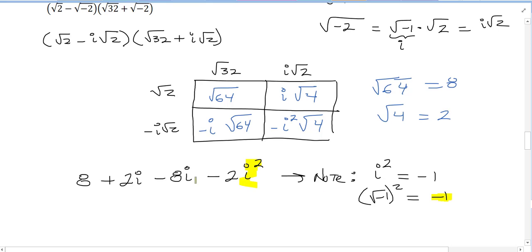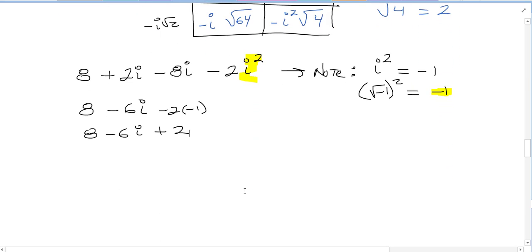with -1. So this is going to become 8 minus 6i, combine like terms. These are like terms because they both have the i. So positive 2 minus 8 becomes minus 6, and then -2 times -1. So this is 8 minus 6i plus 2. And so that becomes, what is that? 10 minus 6i. So that will be our final answer.